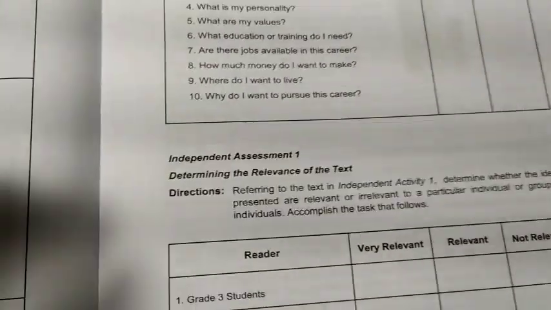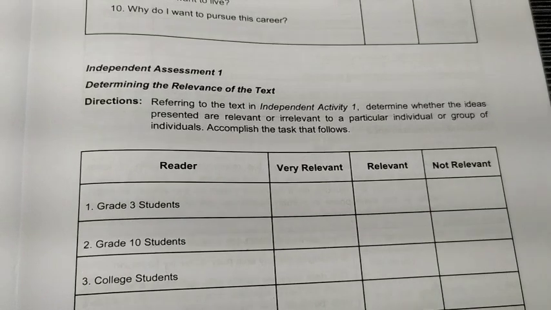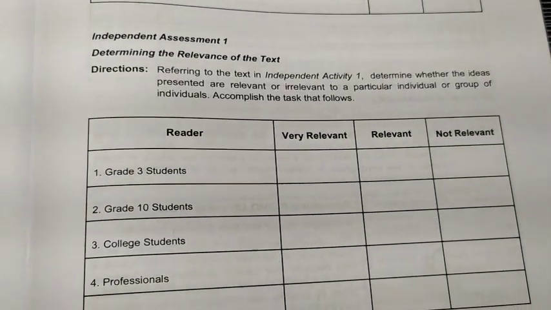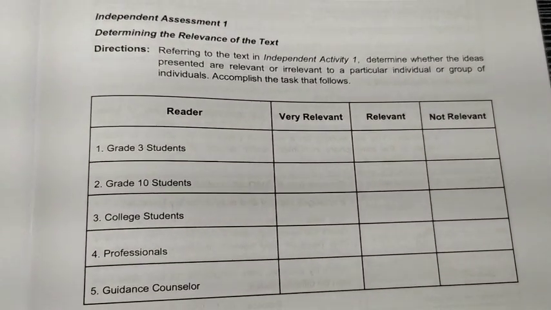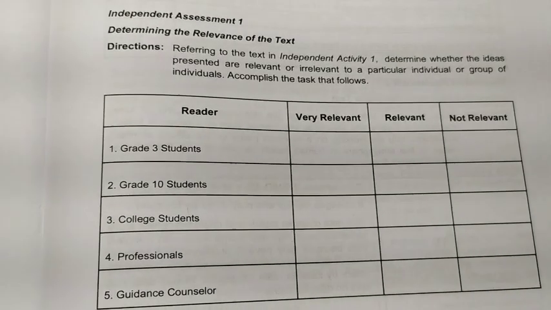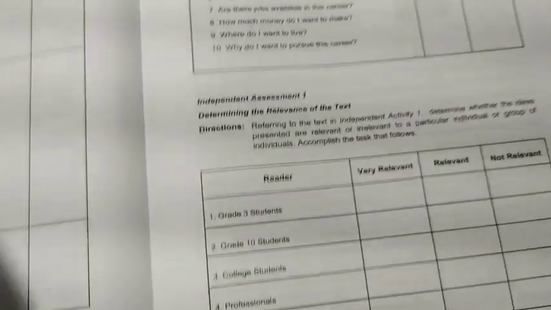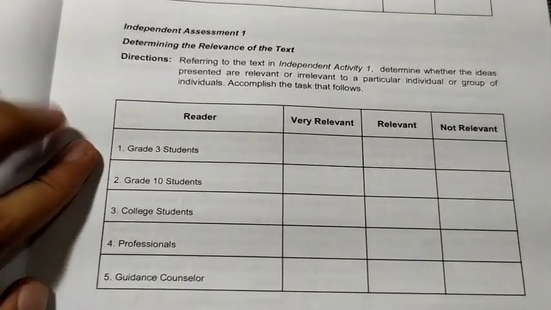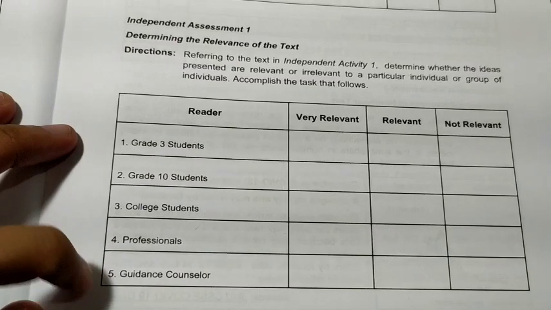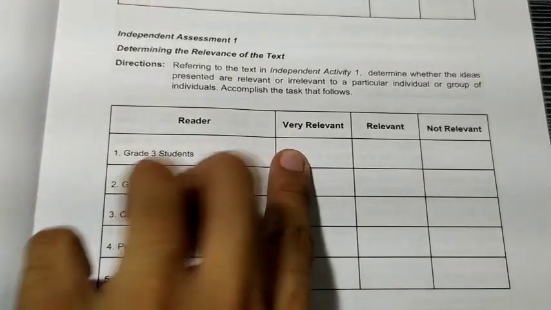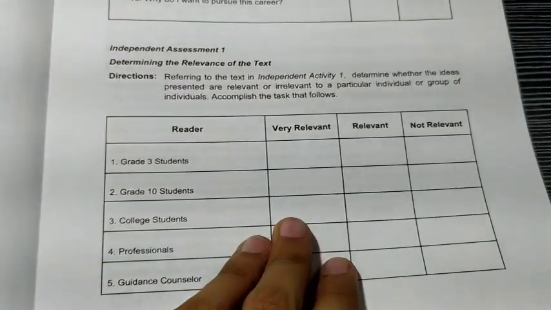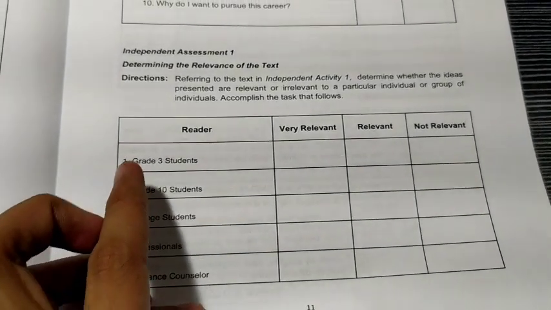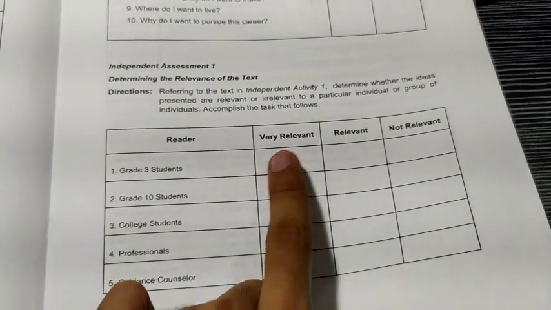So it's 1 to 5. Independent assessment 1, the relevance of the text. So very relevant, relevant, not relevant. After reading this one, is it relevant to grade 10, college, professional, or guidance counselor? Then very relevant or not relevant. Or simply on your answer sheet, you will have 1, 2, 3, 4, 5. Then your answer, is it very relevant, relevant or not relevant?